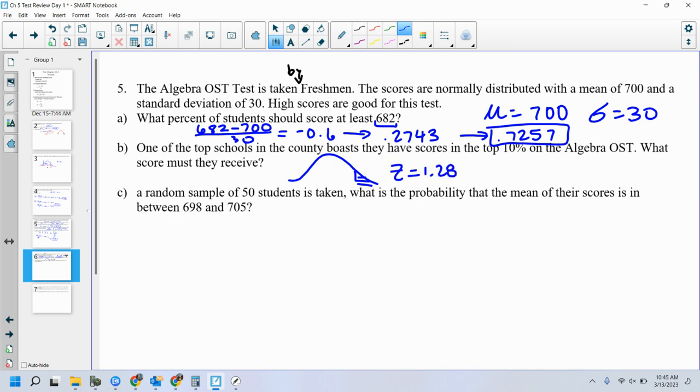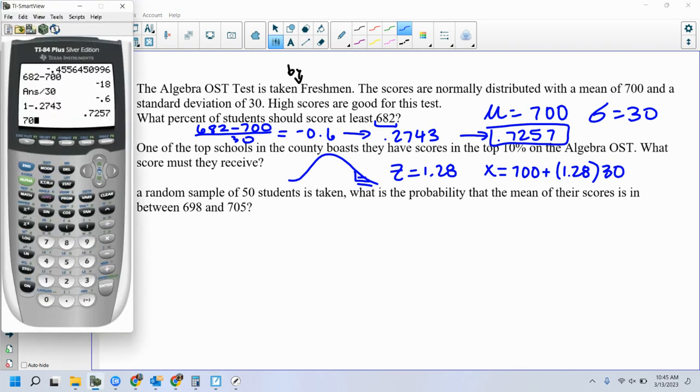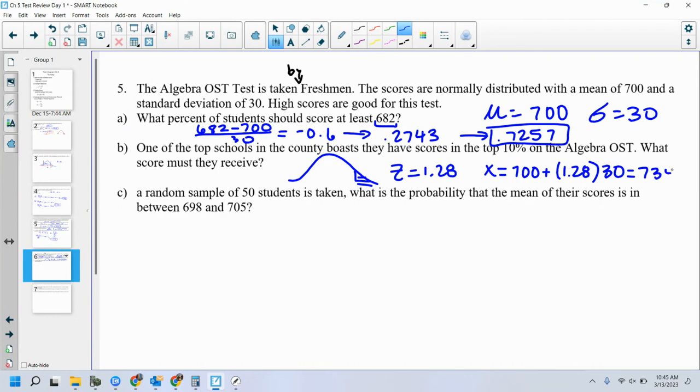Okay, so looking for an x value now. X is equal to mu plus z sigma. So 700 plus 1.28 times 30. So that must mean that we have gotten an average score of 738.4.